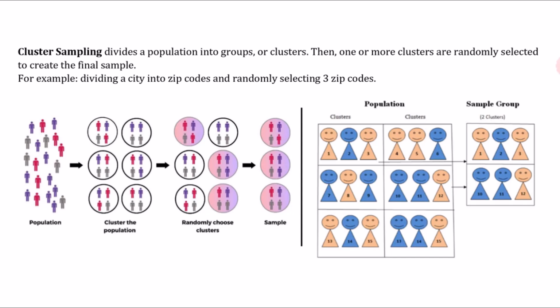So again, on this right side here is just another illustration. You have 1 through 15, and it looks like they're grouped into 3s, and you're going to take 2 entire groups of 3 to be a part of your sample group, 2 clusters.